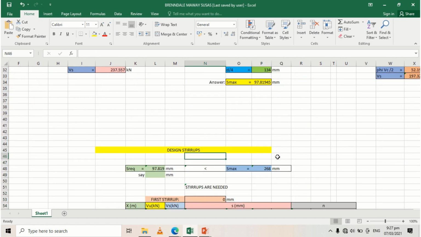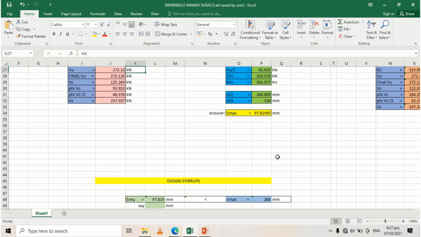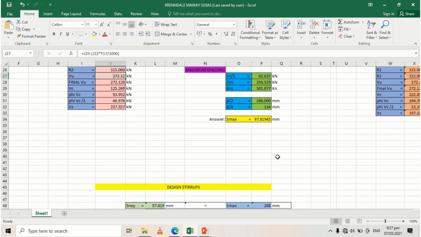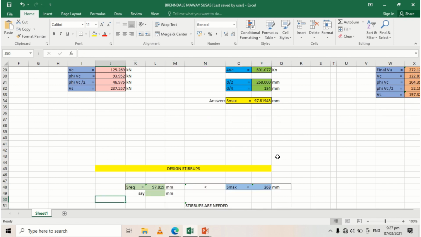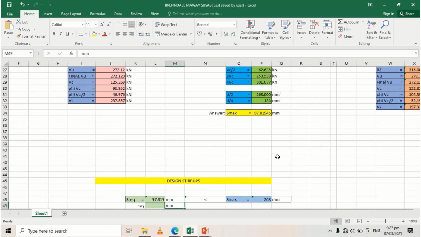So, if design stirrup siya, kailangan yung Vu should be greater than Vc. So, makikita natin dito na yung Vu natin is 272.12. That is greater than Vc natin na 93.952. So, magdi-design tayo ng stirrup. So, S required, kanina kuha natin, 97.819. Ayan. So, say 100.